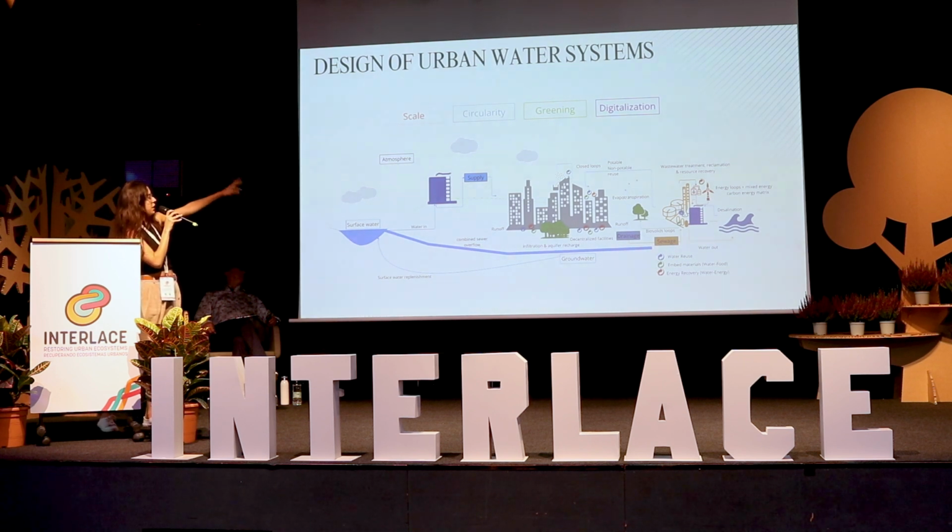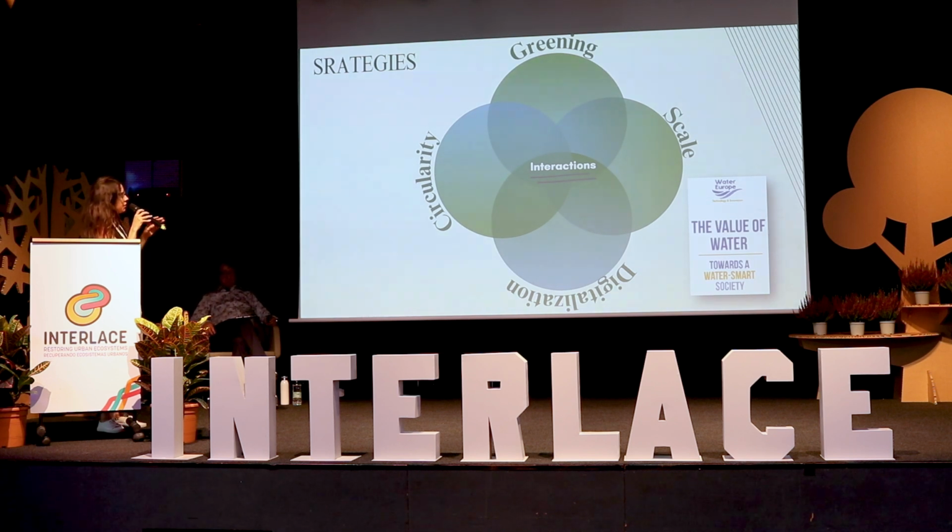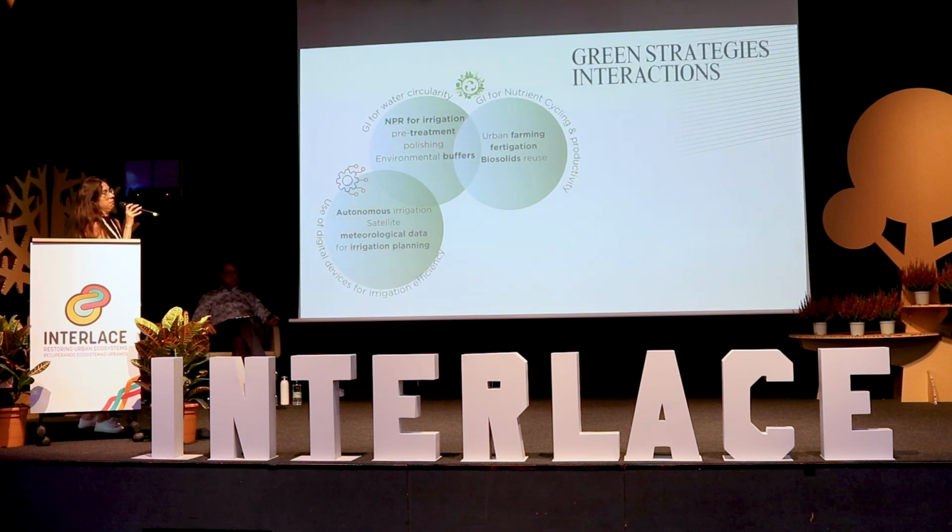For example, wastewater treatment, large-scale water supply treatment, and decentralized distributed solutions. These four strategies interact with each other, and in the Water Europe report, they are mentioned as the main strategies for a water smart society. And we are going to focus on understanding how these interactions could optimize the benefits and reduce the trade-offs.